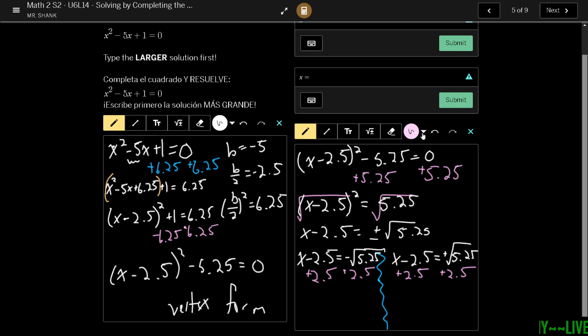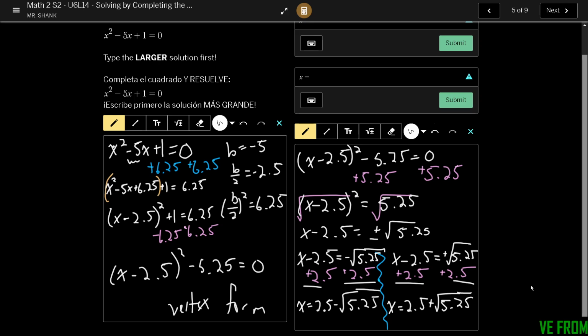All right, so let's see if I can squeeze this in here. I say x equals, a little bit smaller actually. X equals 2.5 minus the square root of 5.25. This could be one answer. And the other answer is x equals 2.5 plus the square root of that decimal.